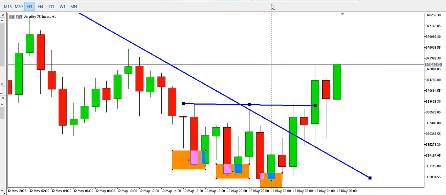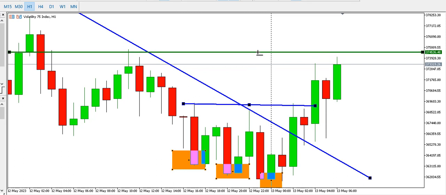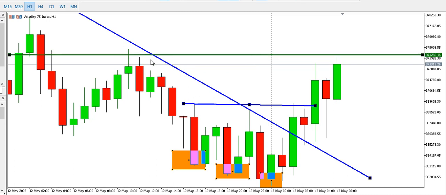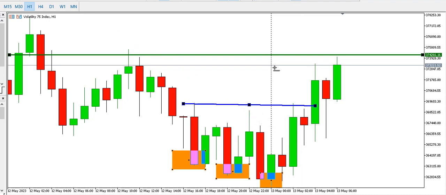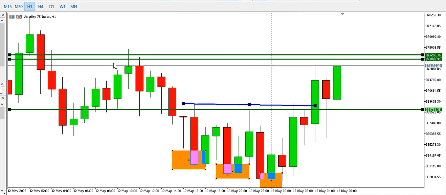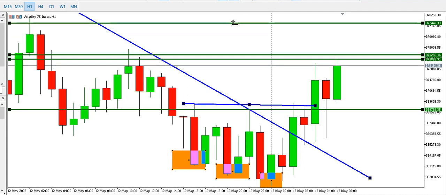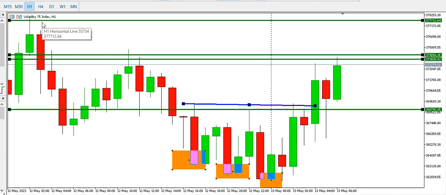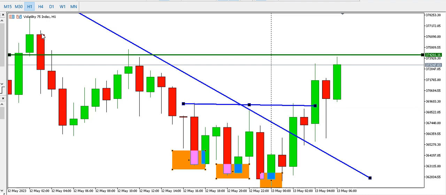Okay, price has gotten to this area where price broke this high. We had a break of structure of this very high. Had a break of structure of this very high. Now price is testing the next high. If this high gets broken, price will get to the next high. But let's see how it goes.